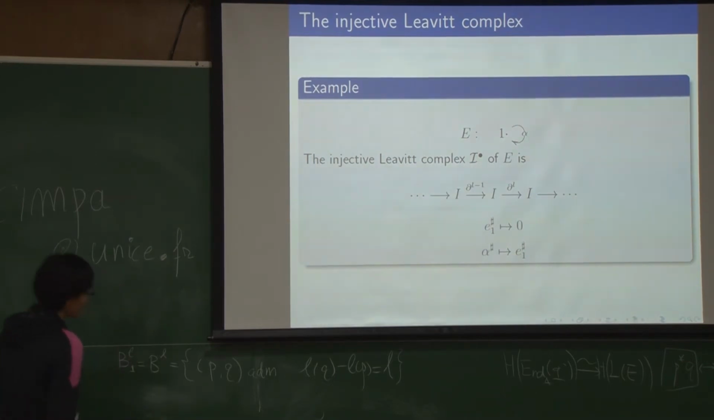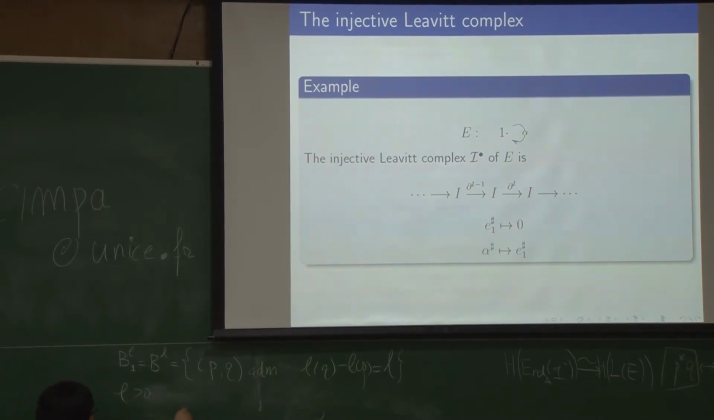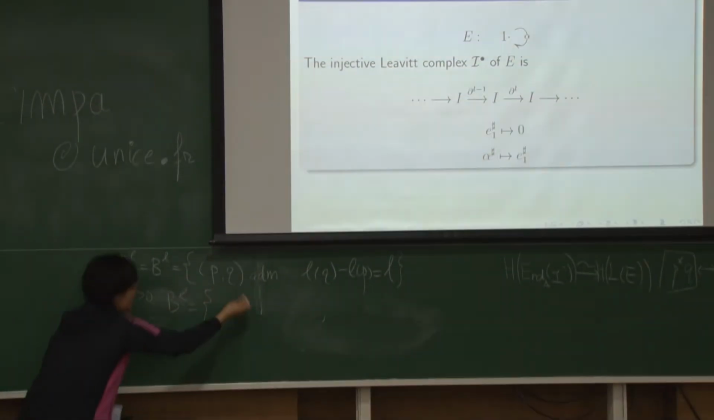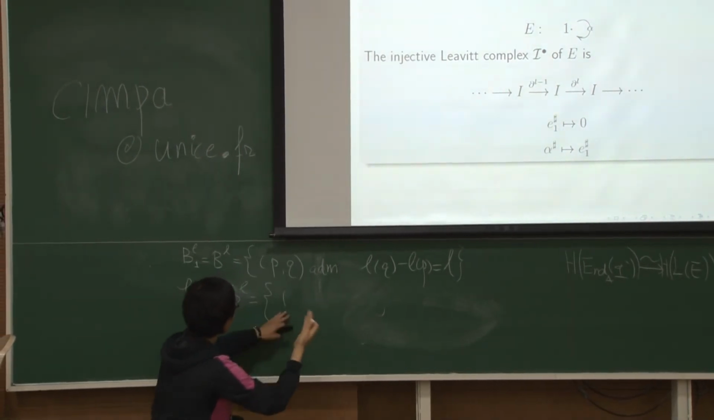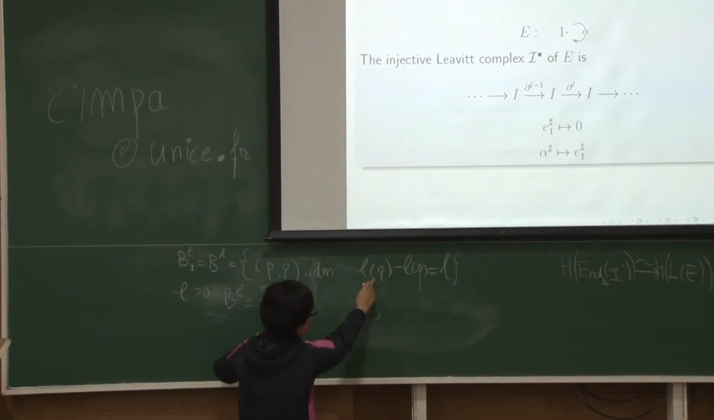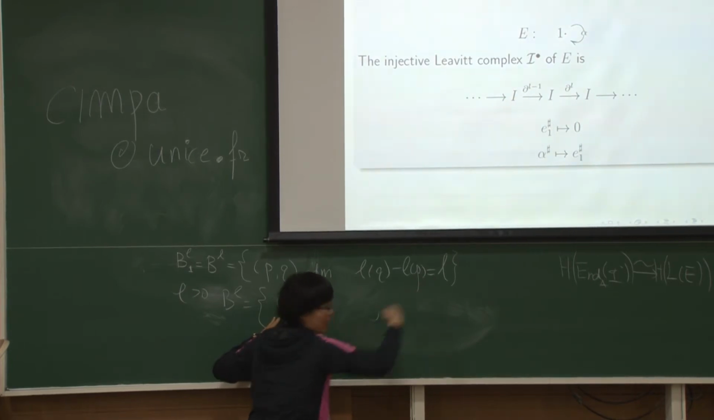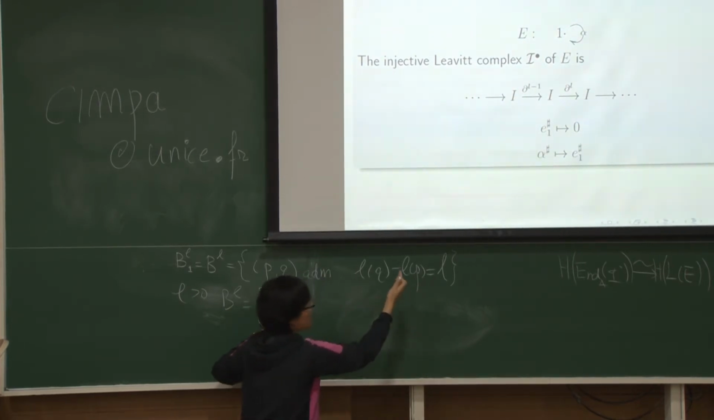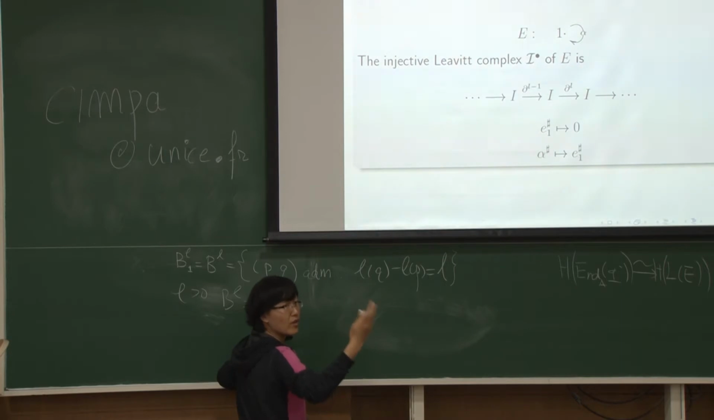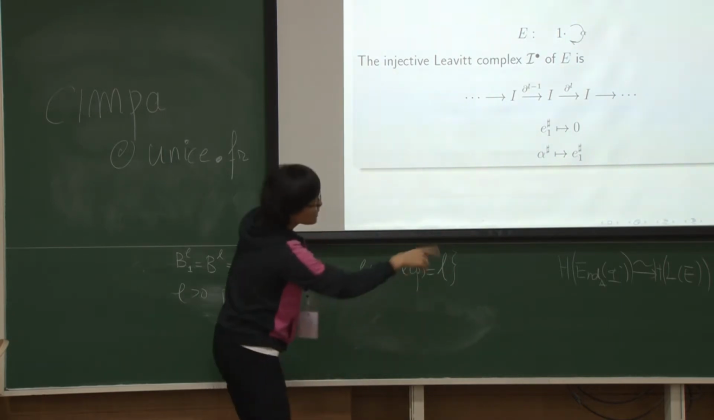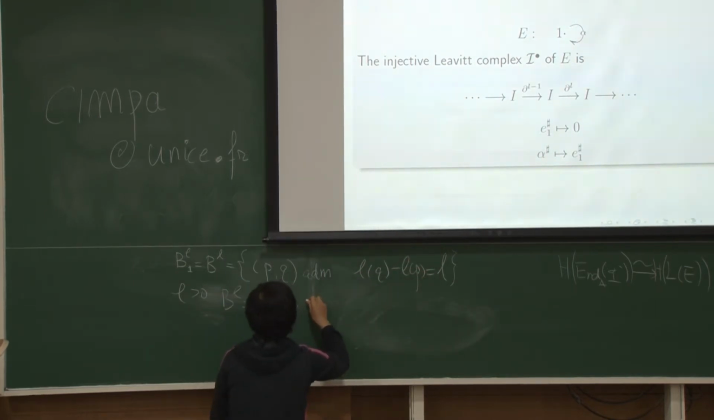So here for BL, we can write down what BL is. When L is greater than 0, we will find that BL just consists of the following. Here we can first see that the length of Q minus the length of P should be L. L is positive, so the length of P must be greater than or equal to L. So if the length of Q is L, then it is the power of alpha, X power of this.